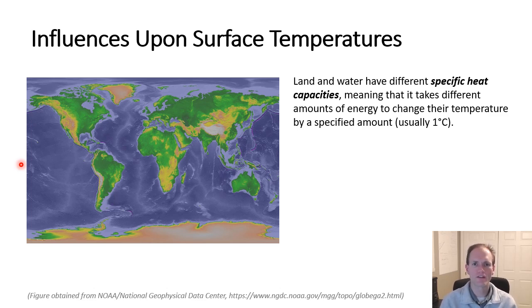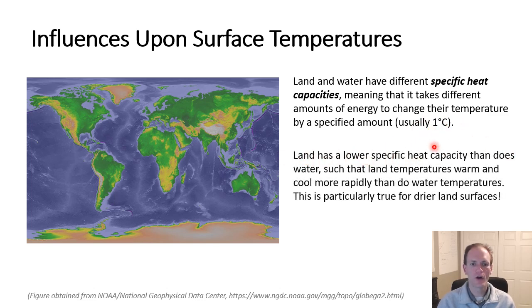Land and water have very different specific heat capacities, which is a measure of how much energy it takes to change their temperature by 1 degree Celsius, or really by a specific amount, but we're just usually considering that to be 1 degree Celsius. In general, land has a lower specific heat capacity than does water, such that land temperatures warm and cool more rapidly than do water temperatures. We see that here in Wisconsin with regards to Lake Michigan. As we get from winter into spring and summer, while we start to warm up here on land, the water remains very, very cold. That's the originator of cooler by the lake.